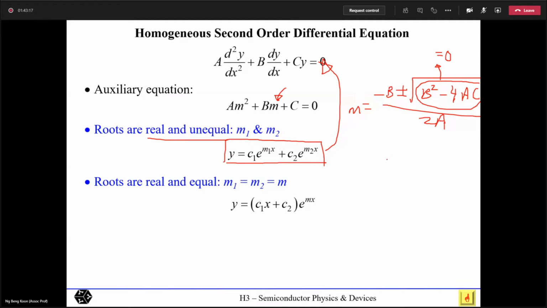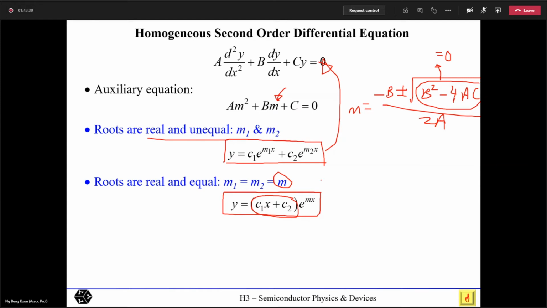So in this case, the general solution for your differential equation will be e to the power mx, which is the common root, and then we need to add in this polynomial here, c1x plus c2, where c1 and c2 are some constants.